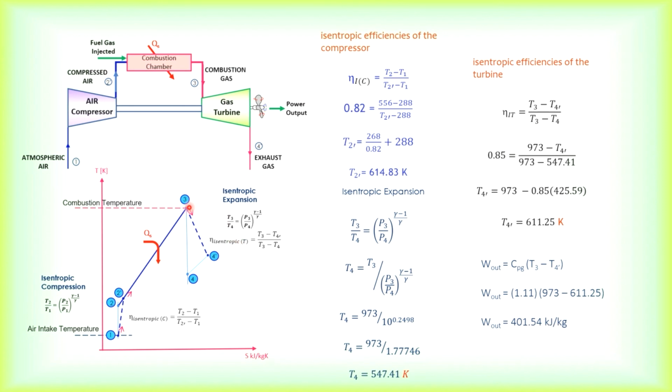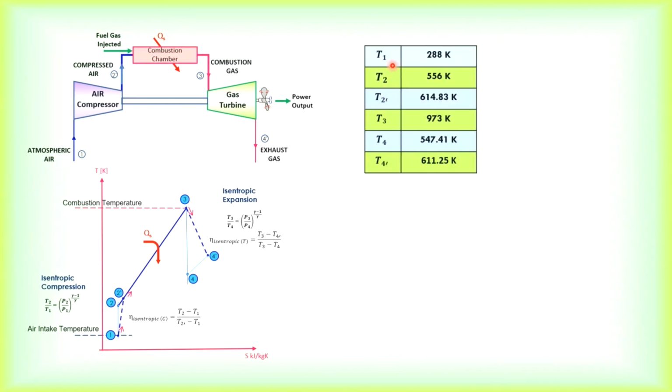Okay. So on the tail is 3 and 4 prime, not 3 and 4. Yeah? If 3 and 4, that means you are looking at a closed gas turbine unit. So I have listed out all the temperatures which we have found and given, so that it makes our working much easier.